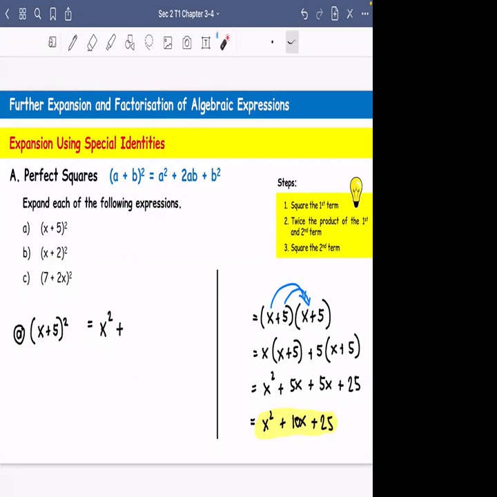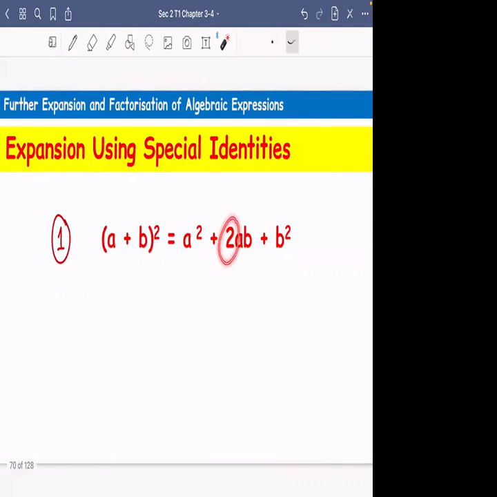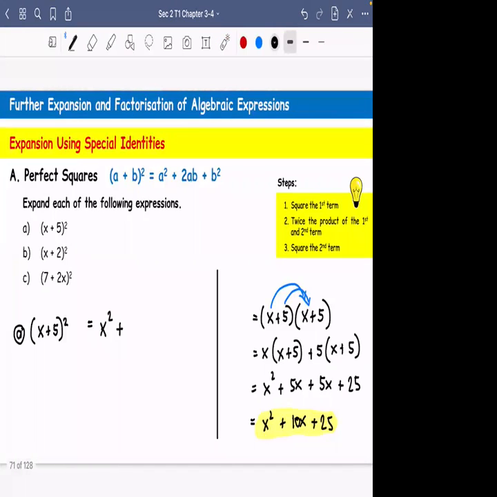The next step is twice the product of the first and second term. Always twice. You remember? That's why you have this number 2 here. It's always times 2. So times 2, and then x times 5, right? And then plus. Class, remember this: the second sign is always positive.